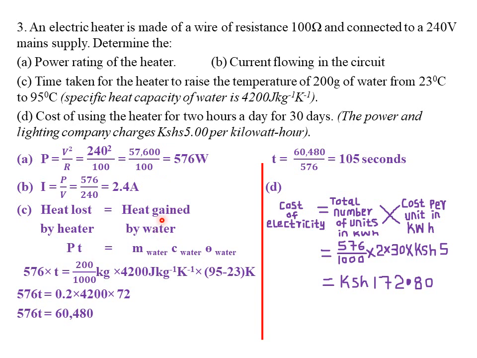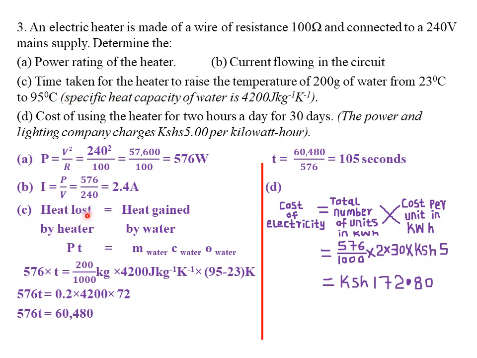Why are we able to determine that water is gaining heat? Because the temperature of water is rising from 23 degrees Celsius to 95 degrees Celsius. In quantity of heat, we said that whenever temperature increases, it means that substance is gaining heat. But whenever the temperature of a substance decreases with time, it means that substance is losing heat. Therefore, the heater is losing heat because it is supplying the heat, while the water is gaining heat because its temperature is increasing from 23 to 95 degrees.